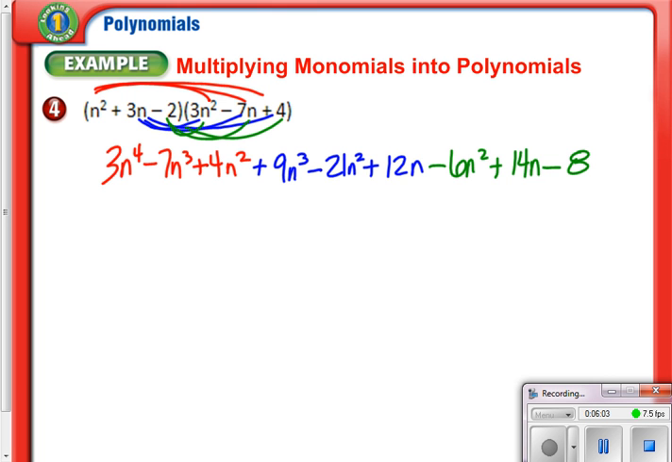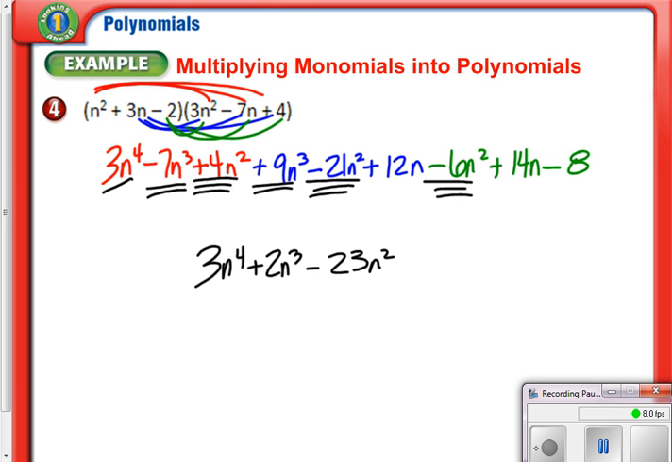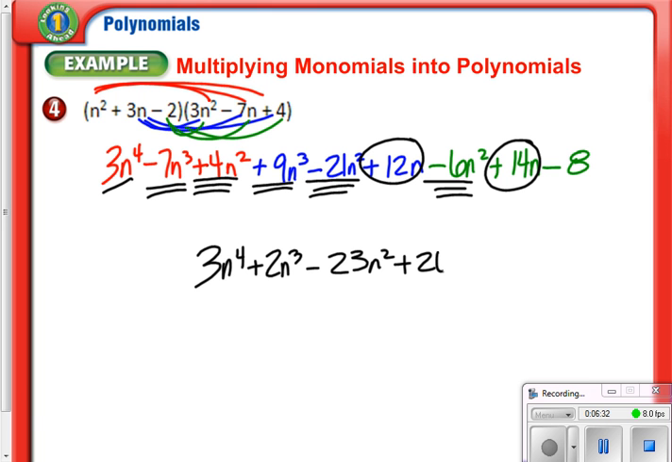Try to start with that highest degree first, and I see that that would be the n to the fourth, so that's where I'm going to start, 3n to the fourth. I'll combine our like terms. Negative 7n cubed and 9n cubed would give me a positive 2n cubed. Combining the n squareds, I get negative 23n squared. Combining the n's, I get positive 26n. And then I need to tag on my minus 8, and this would be my expression for 4.